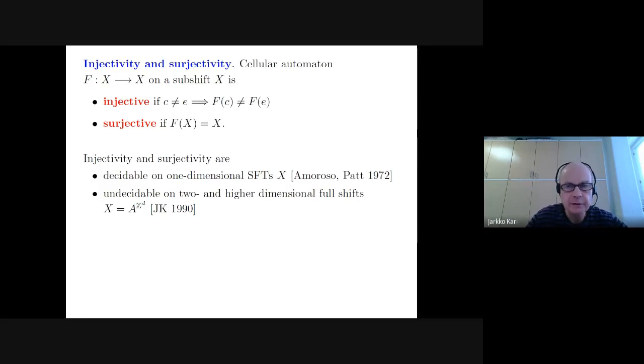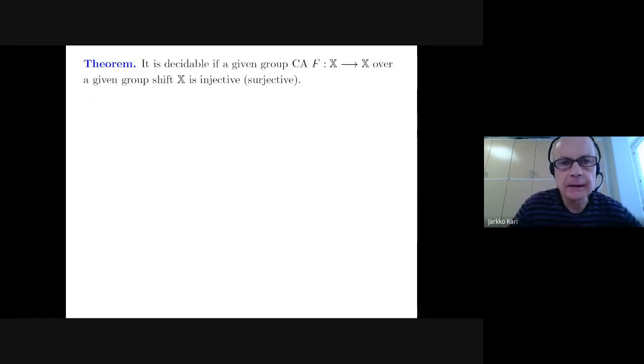And we know, as we have seen in the nice talks this morning, that these properties can be decided for one-dimensional cellular automata. In fact, they can be decided on one-dimensional cellular automata over any subshift of finite type, not only on the whole configuration space, but even on any SFT. And in 2 dimensions and higher dimensions, I proved 30 years ago that both these questions are undecidable, even for the full shift. All right, and so I claim that for a group cellular automaton in any dimension, these are both decidable.